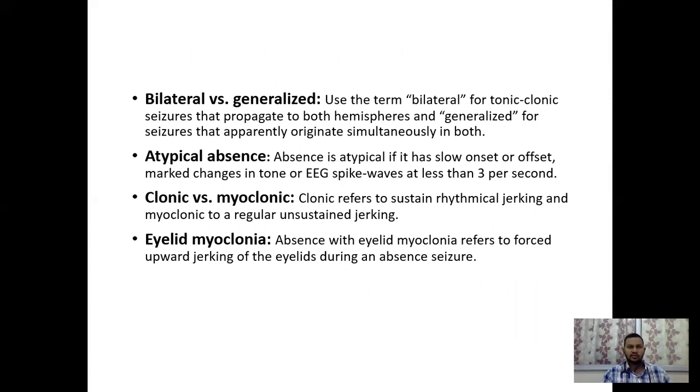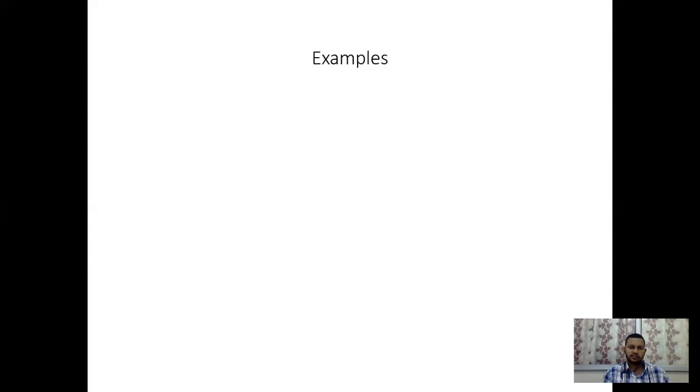Atypical absence. An absence seizure is atypical if it has slower onset or offset, marked transition of tone, or EEG spike waves at less than 3 per second. Clonic versus myoclonic. Clonic refers to sustained rhythmical jerking and myoclonic to regular unsustained jerking. Eyelid myoclonia. Absence with eyelid myoclonia refers to the forced upward jerking of the eyelids during an absence seizure.